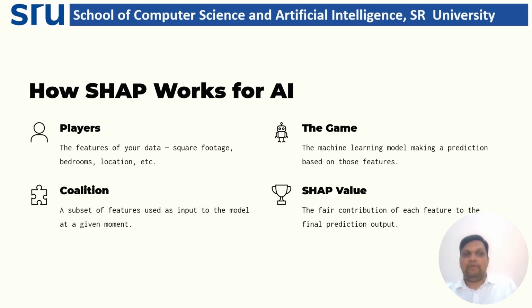How does SHAP work for AI? Players: the features of your data, square footage, bedrooms, location, etc. Game: the machine learning model making a prediction based on those features. Coalition: a subset of features used as input to the model at a given moment. SHAP value: the fair contribution of each feature to the final prediction output.